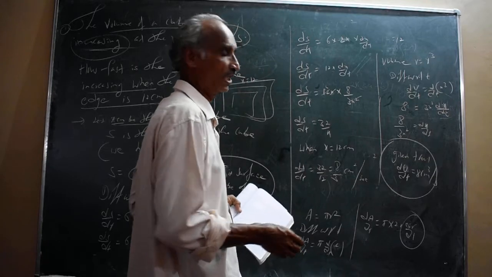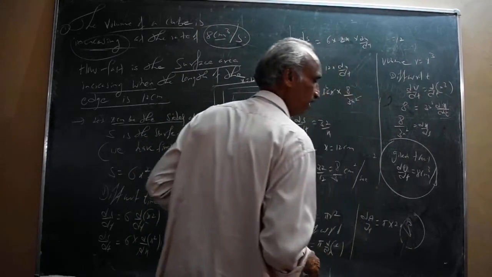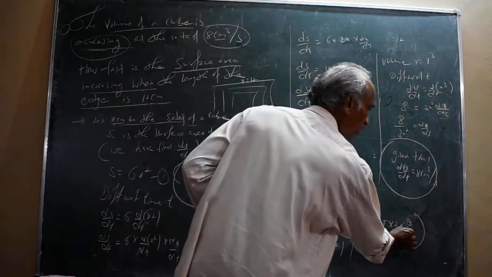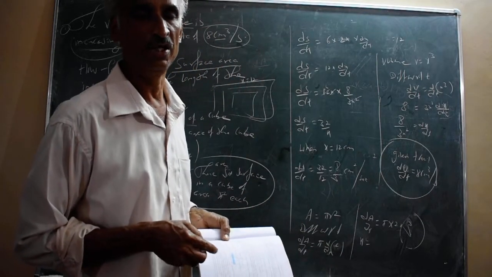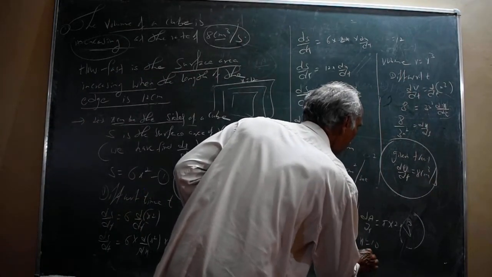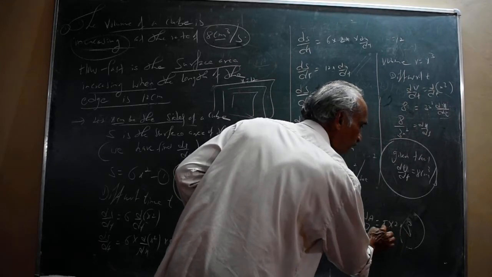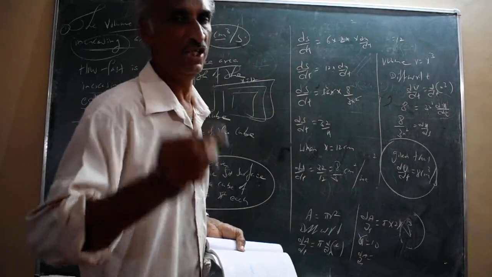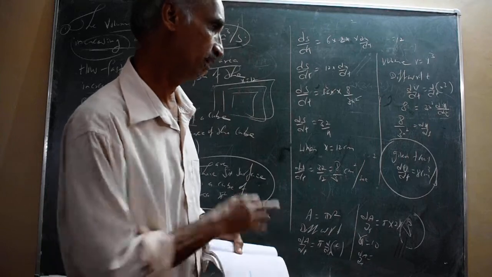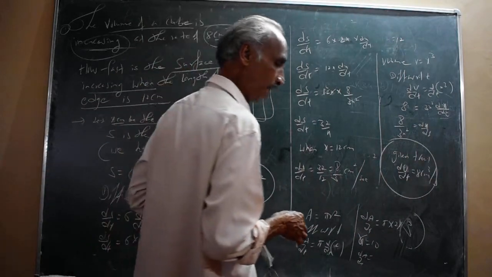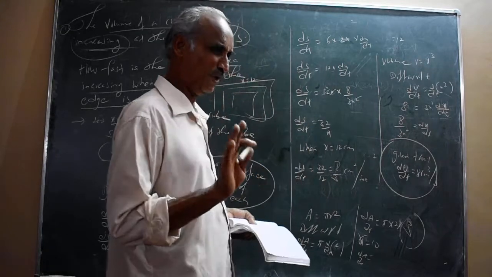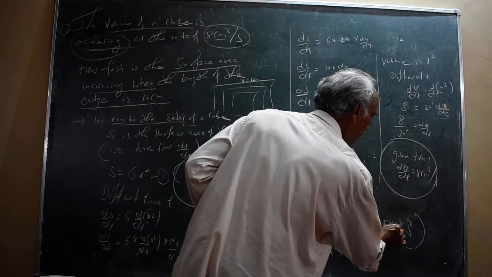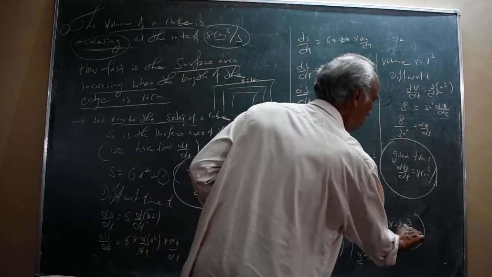It is given that dr by dt is 3 cm per second, the radius is changing at the rate of 3 cm per second. Radius is 10 cm is given, not x, there is no x in the picture. Radius means r, and rate of change of radius means dr by dt. Therefore dA by dt is pi into 2 into 10 into 3.